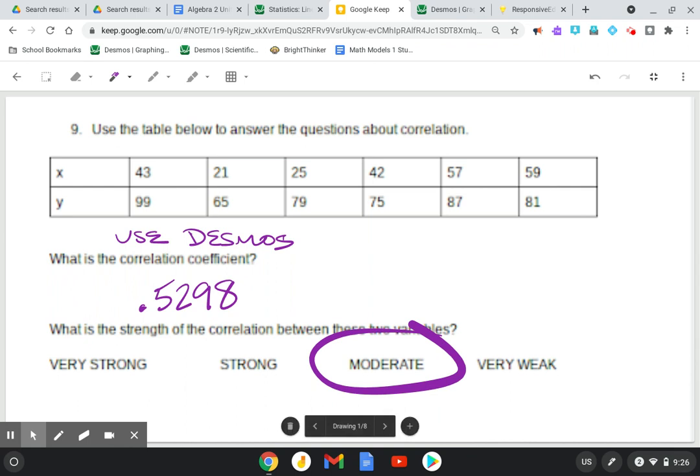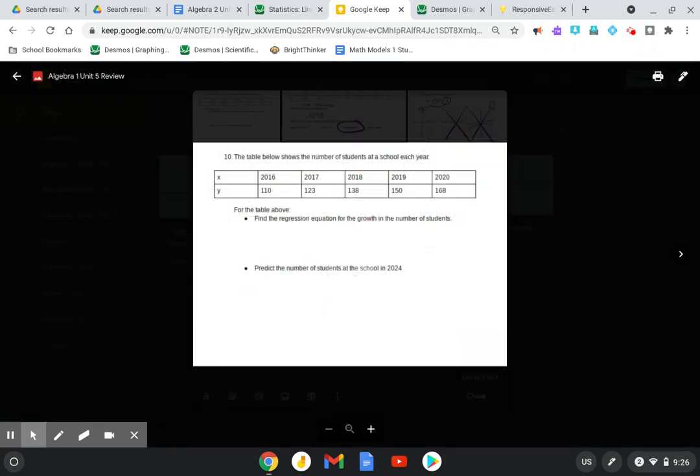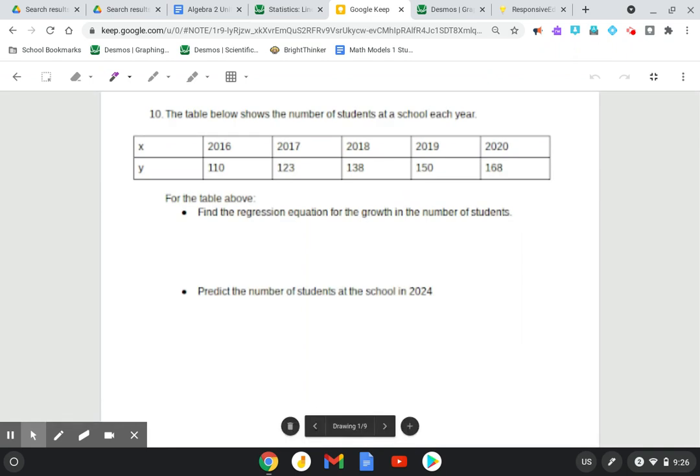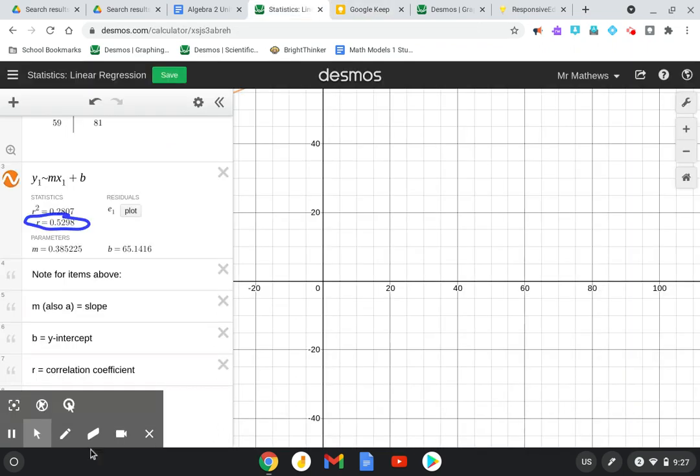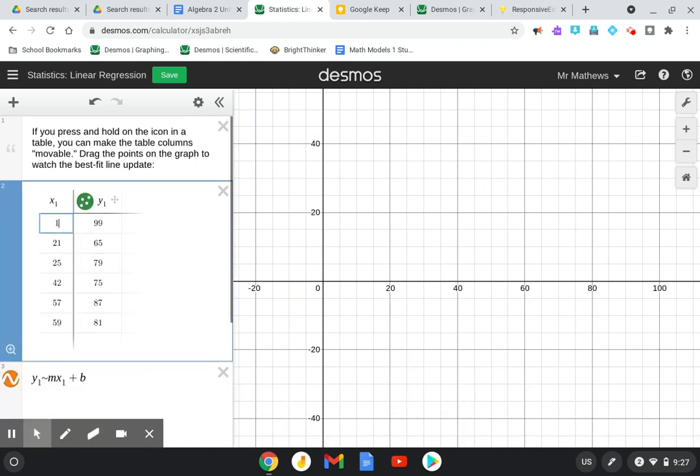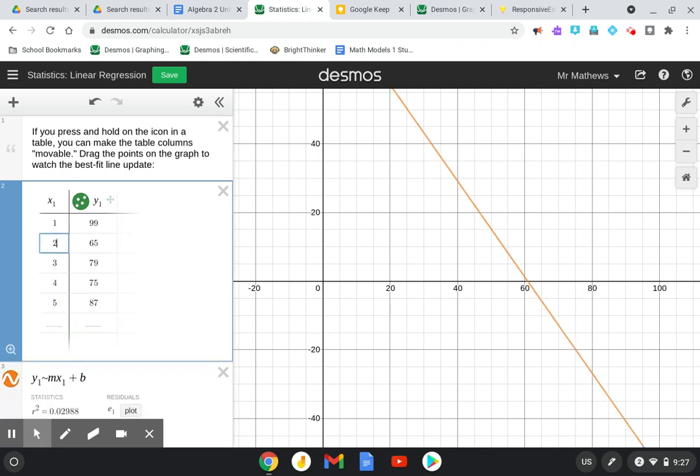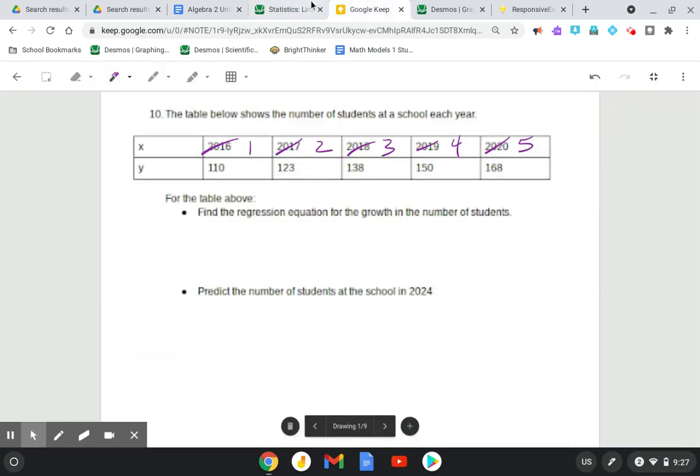Now on the next one, it's a little bit different. We have to do actual regression. So we're going to go here, and we're going to enter this into the correlation. But one thing I want to say for sure to do is to change these to 1, 2, 3, 4, and 5, just so it's a little bit easier to deal with. Let's clear our graph. There we go. And then let's go up here. We're going to do 1, 2, 3, 4, 5. We're going to get rid of this last row. And then over here, we're going to put the values from the other part of the table.